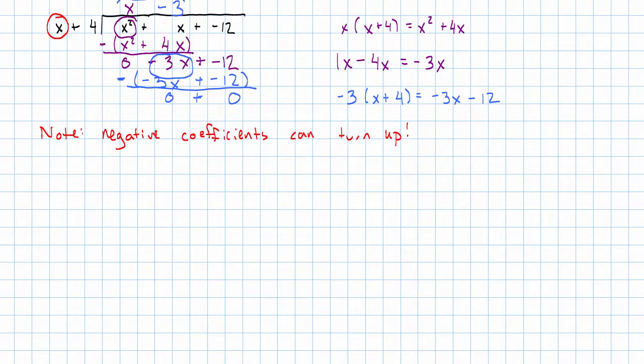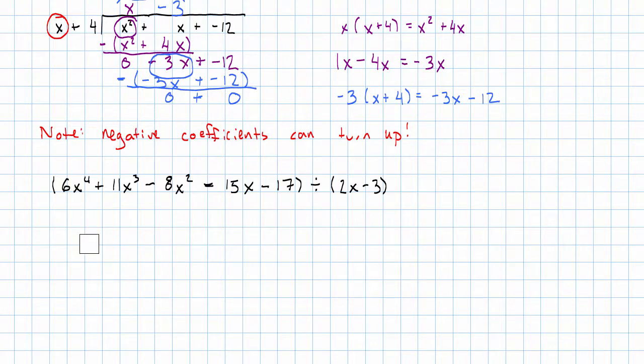Let's see an example where we don't already know the answer. Suppose we wanted to take 6x to the fourth plus 11x to the third minus 8x squared minus 15x minus 17 and divide the whole thing by 2x minus 3. We would take 2x minus 3 outside, 6x to the fourth plus 11x to the third plus negative 8x squared plus negative 15x plus negative 17 inside.